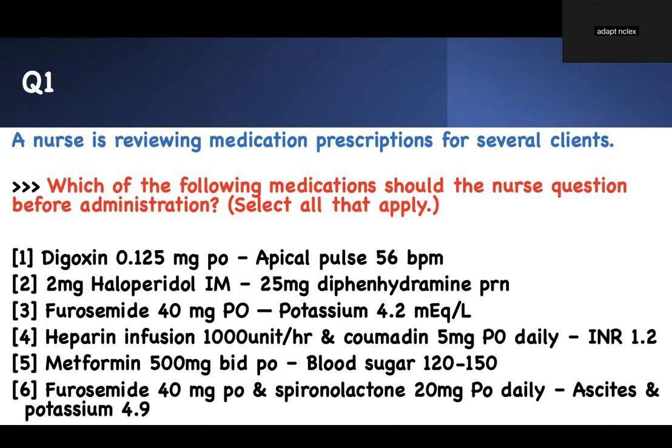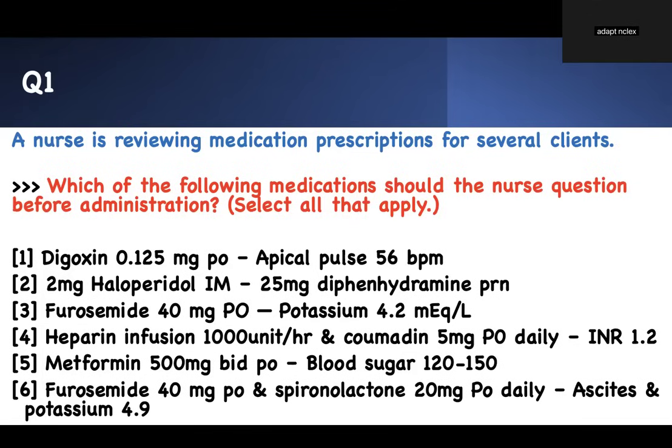Medication safety. This is one of the biggest areas students have issues with. Medication safety. Select all that apply. You've got to question something. A nurse is reviewing medication prescriptions for several clients. That means the nurse has orders to give a prescription to each patient, and there are 6 medications over there. Which one of these medications should the nurse pause on? Basically, question and say, no, I should do something before administering each medication.